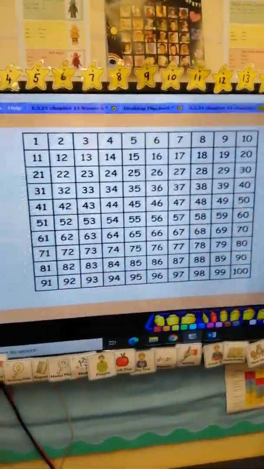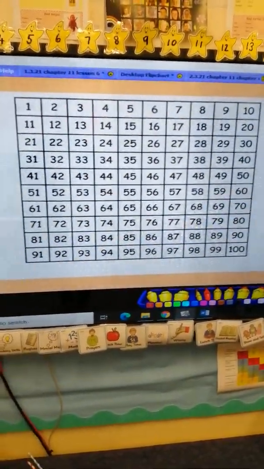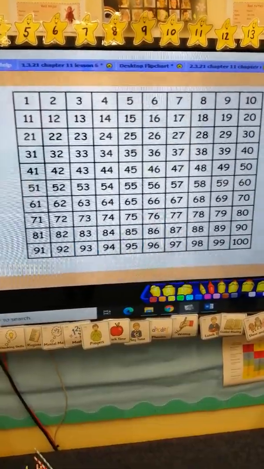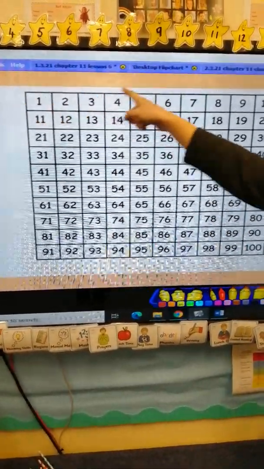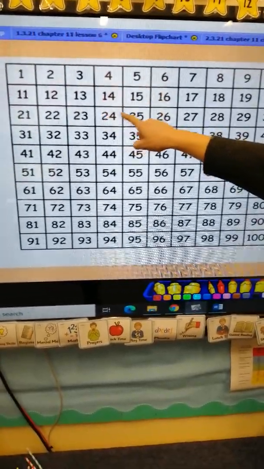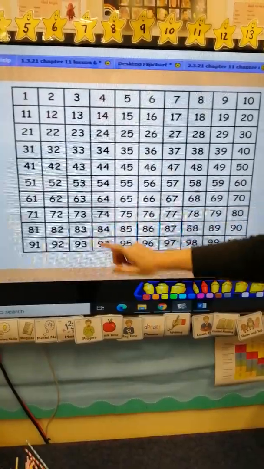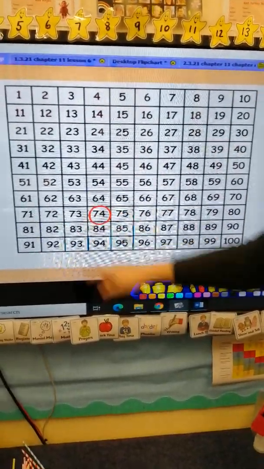Let's have a look at the 100 square. Can we spot the number 74? Where's the number 74? Think about how many ones is in this number. 74, so it's going to be in the fours column. Let's count in tens. 4, 14, 24, 34, 44, 54, 64, 74.